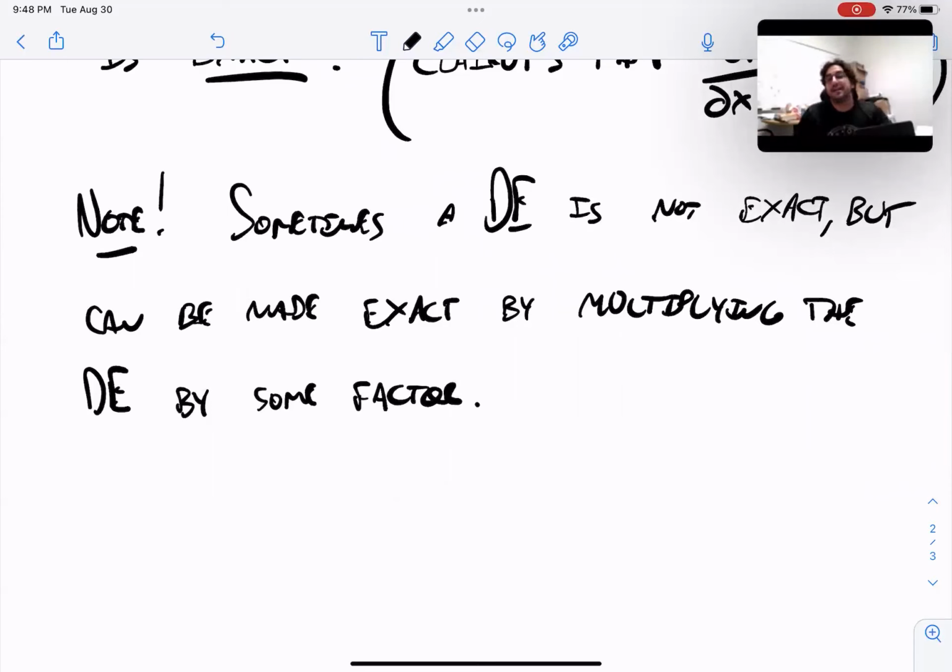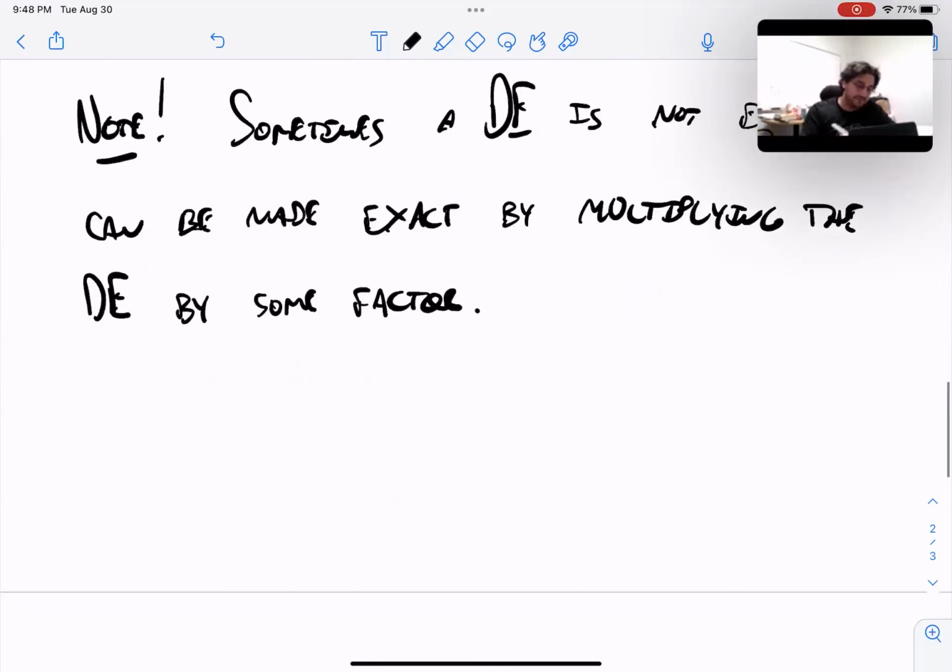Because say you ask, is this DE separable? Well, if you multiply both sides by anything, you can't change it from separable to non-separable. Or if you ask, is this differential equation linear? You can't change whether or not it's linear by multiplying both sides by something. So that's where exactness is a little bit strange, because sometimes you can change it from exact to not exact, or from not exact to exact, by just multiplying by something.